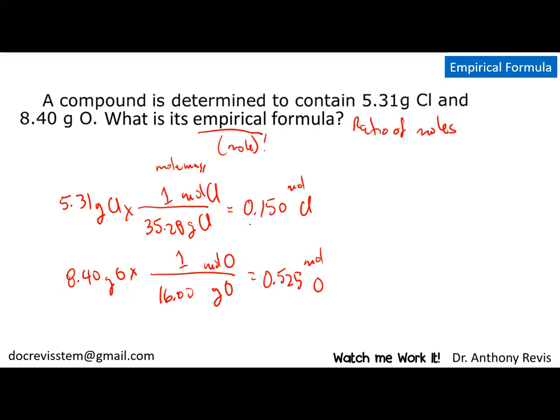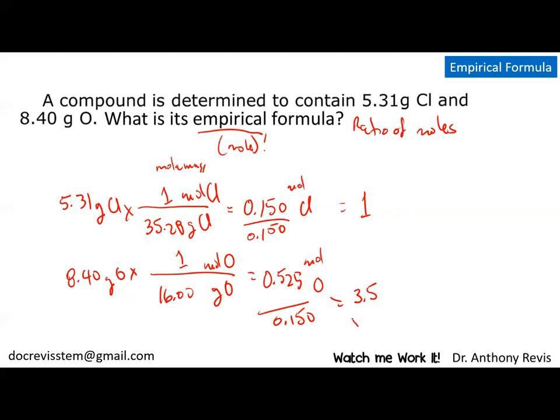Okay. And so I divide by the smallest one. Divide by the smallest one here. Punch these numbers through. This one gets really easy. That's a 1 there. And this number comes out to an odd number of 3.5. Now, when we write empirical formulas, we don't write these with fractional numbers. So when it comes out to something like this, we've got to do something to get it to a whole number.